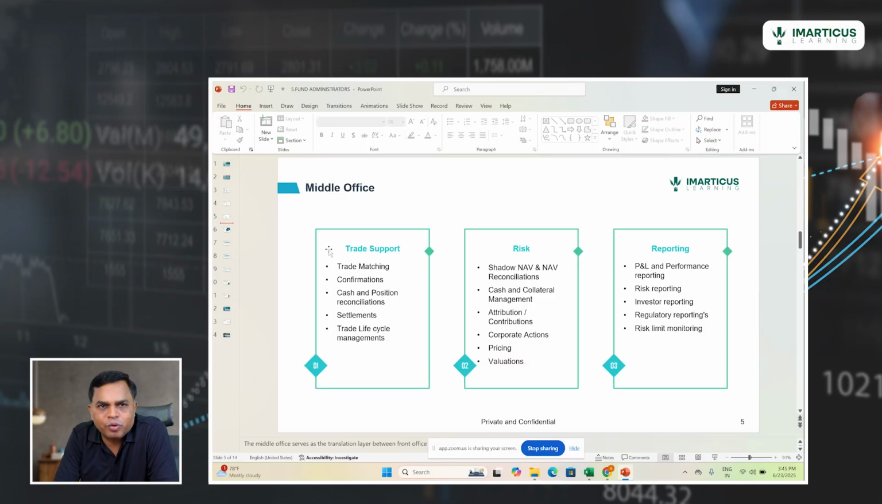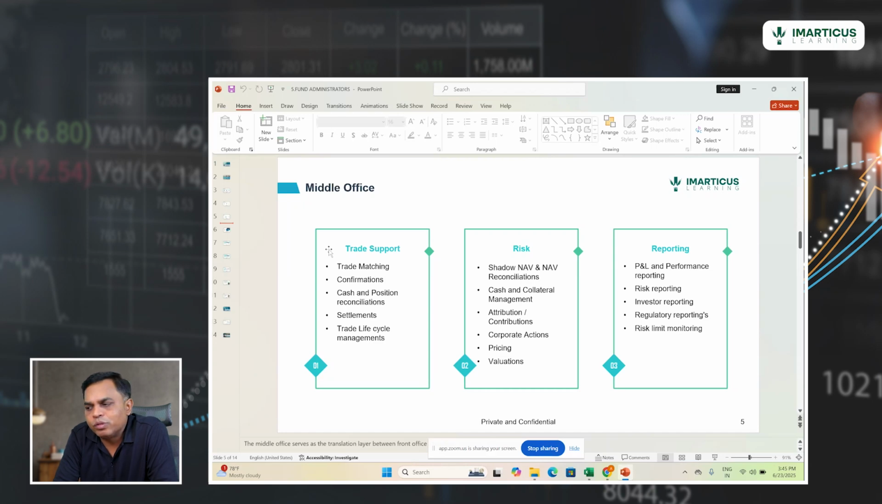So, what is trade support? Basically, the fund managers decide about the investment opportunities. They buy or sell the securities, and the trade support team supports this buying and selling by taking care of activities like trade confirmation, trade settlement, trade reconciliation, etc.